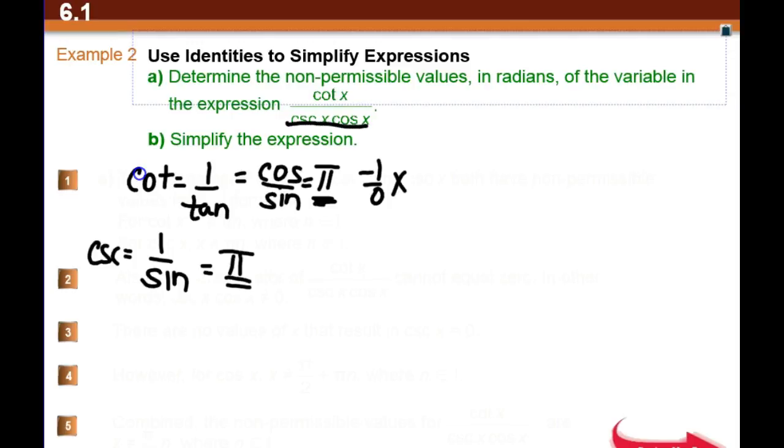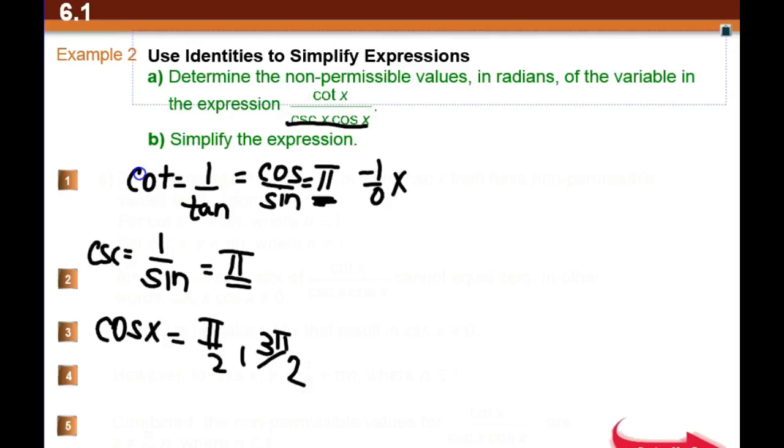And then cosecant times cos, if those multiply together and give us a 0, that's bad for the denominator because that makes it undefined. So where is cos 0 on our unit circle? It's pi over 2 and 3 pi over 2. So every half a pi, basically.